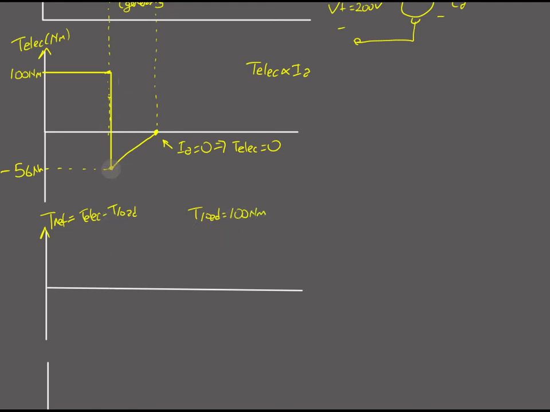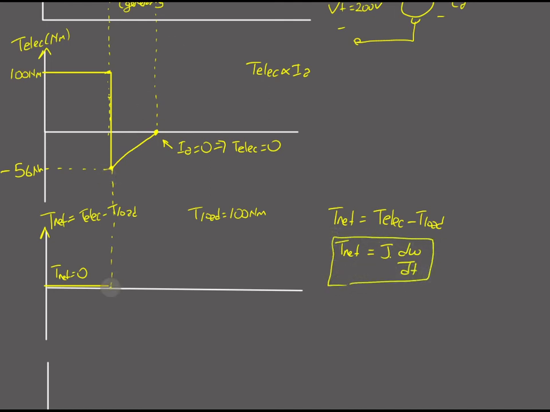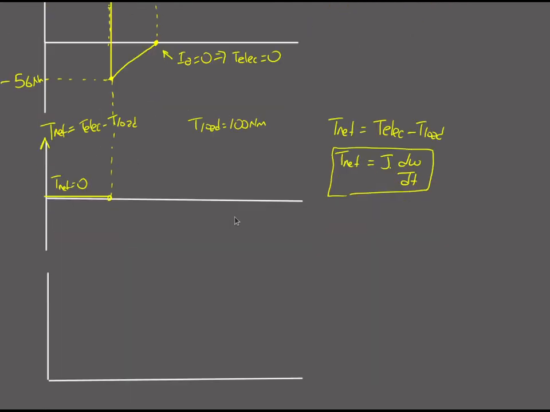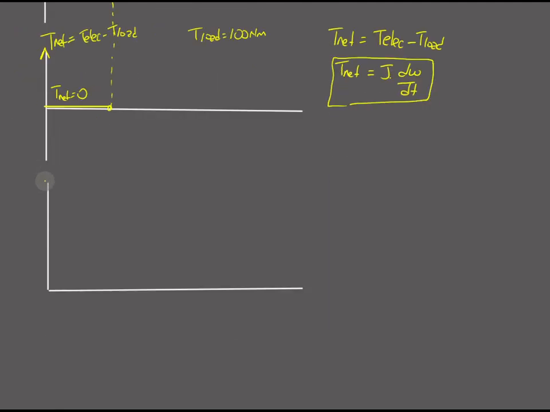So at first it is equal to that one, and here T net is equal to zero. Let me write it here. T net is equal to T electrical minus T load, and T net is d omega over dt, right? So at that instant, it was zero. So if it is zero, then the speed, let me plot the speed in the last curve. Let's say this is N in RPM.